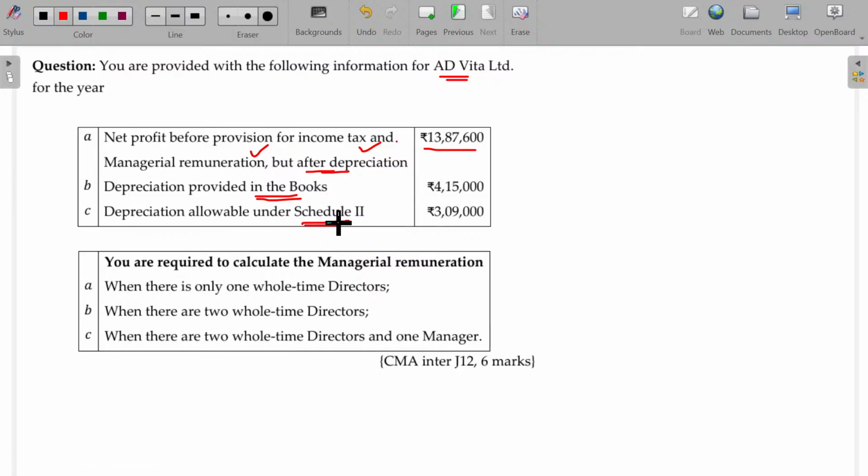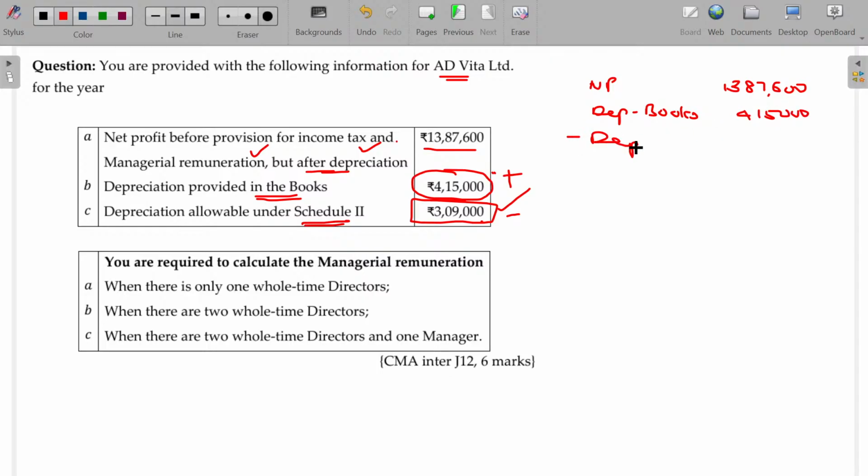If you follow the rates of depreciation allowed under the Companies Act, the depreciation is only 3,09,000. So here the net profit for the company is 13,87,600. This one is arrived at after debiting depreciation of rupees 4,15,000 as per the financial accounts. But I should not debit this one. What I have to debit? I have to debit as per the Companies Act, which is 3,09,000. So this is disqualified, add back, and this will be allowed to be deductible, it's going to be subtracted. So depreciation as per the books is going to be disqualified.